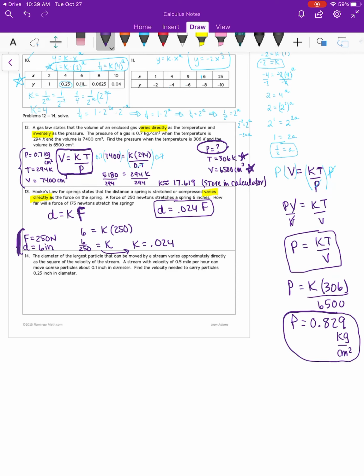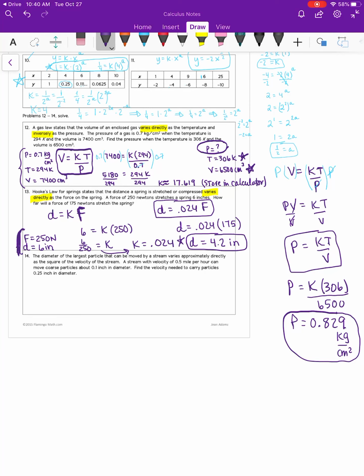And so it says, how far will a force of 175 newtons stretch the spring? So we're looking for the distance it would stretch if the force was 175 newtons. So we're going to take the 0.024 and multiply it by 175. And that gives us a distance of 4.2 inches. So this is your answer.